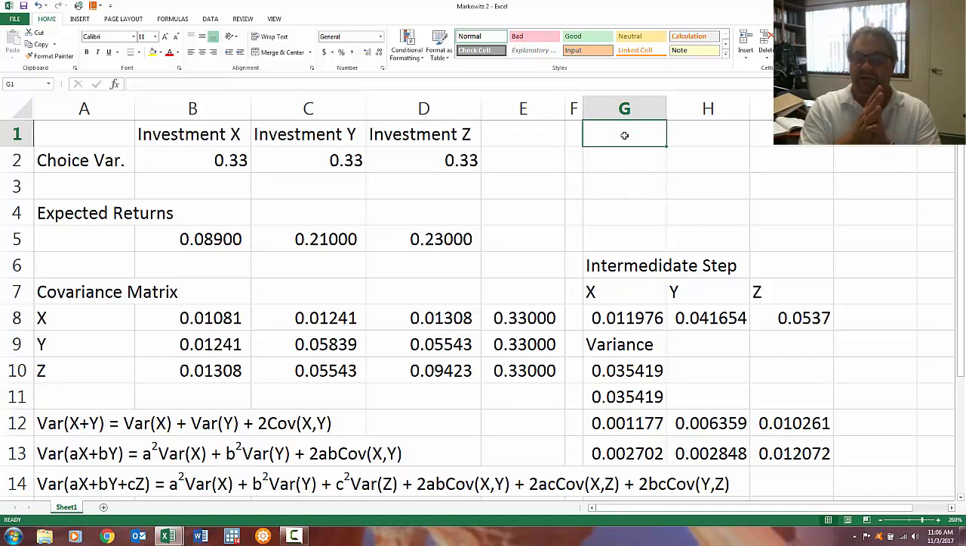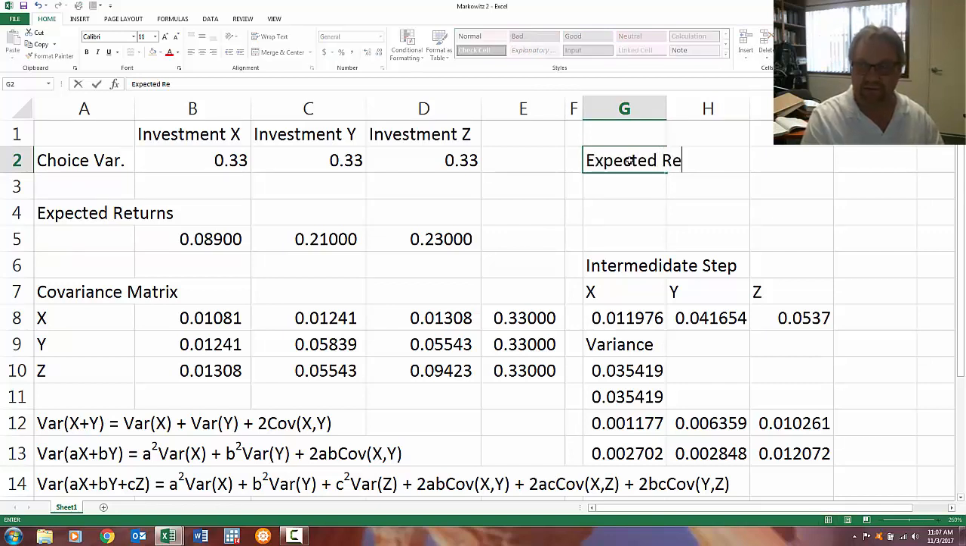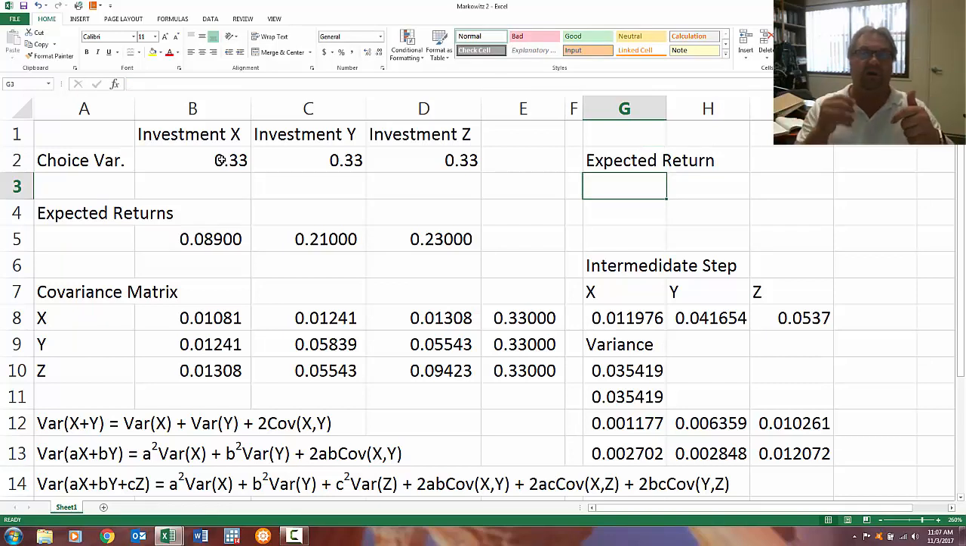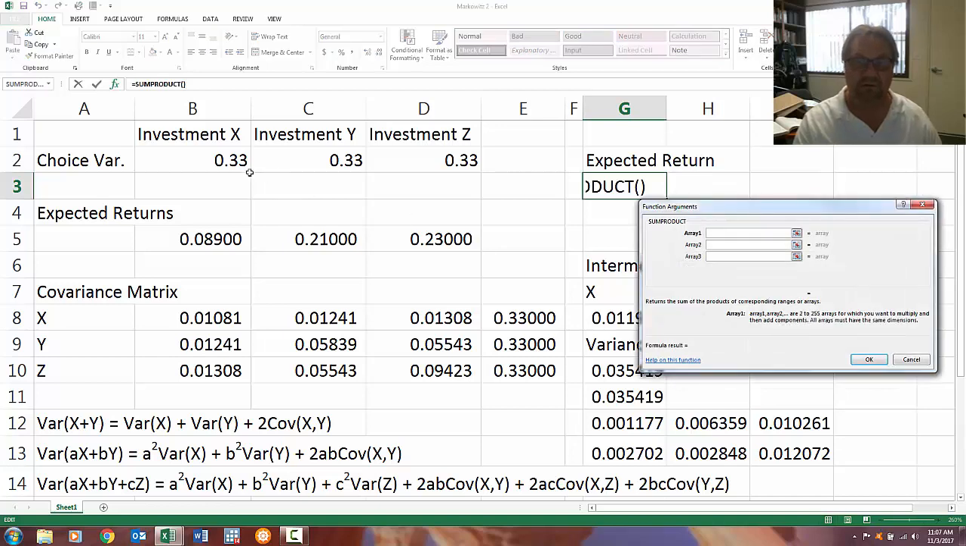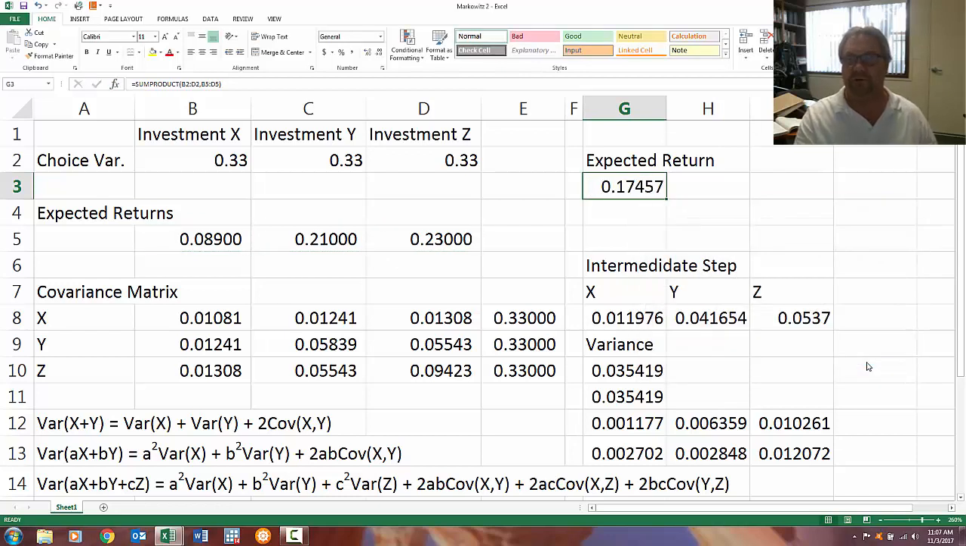And then the last thing I need to do is my expected return, all right? And so I'm going to put that up here, expected return, okay? And of course, my expected return is a weighted average of how much I invest in each investment times their expected returns. So this one is just another sum product of what I'm going to invest in times their various returns, and then presto, all right?